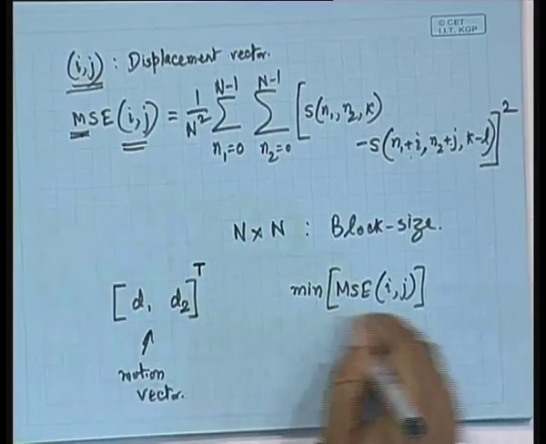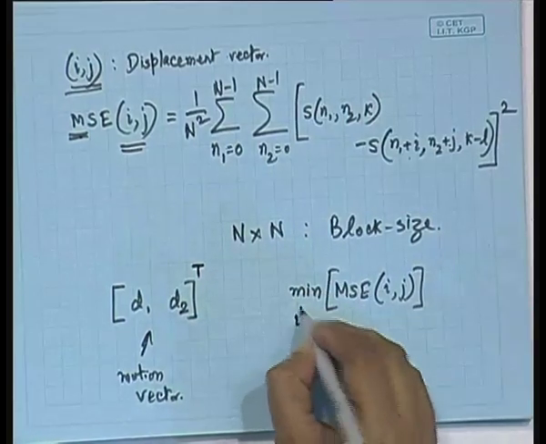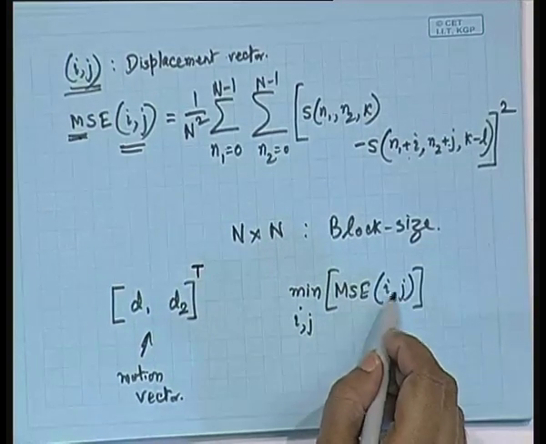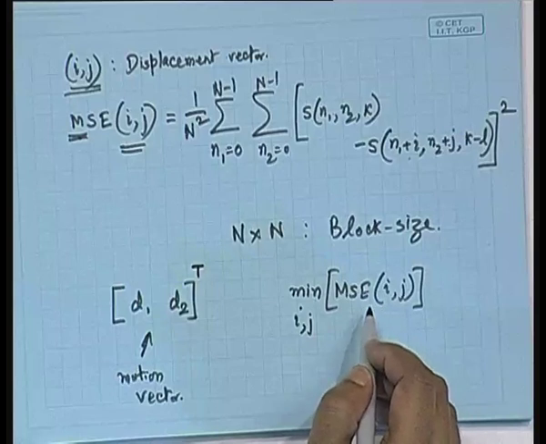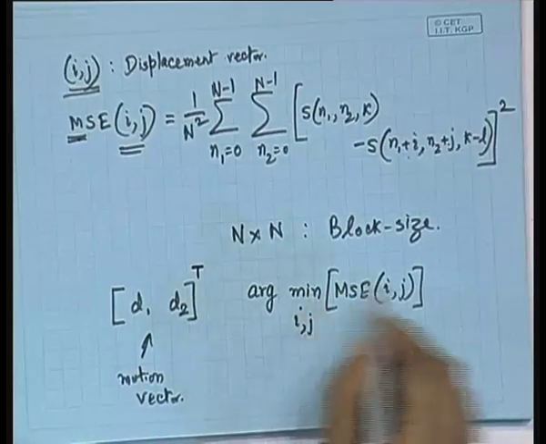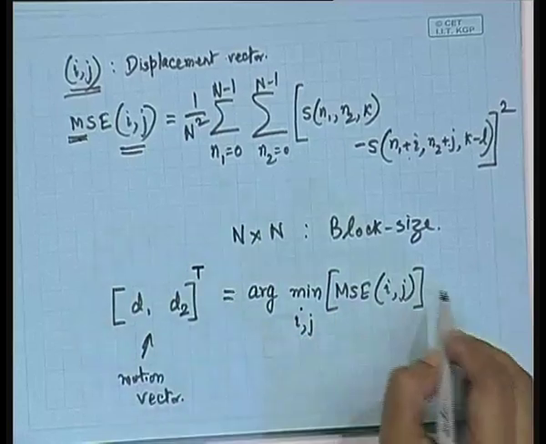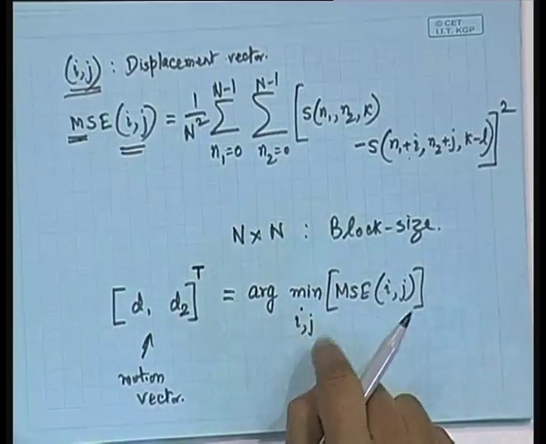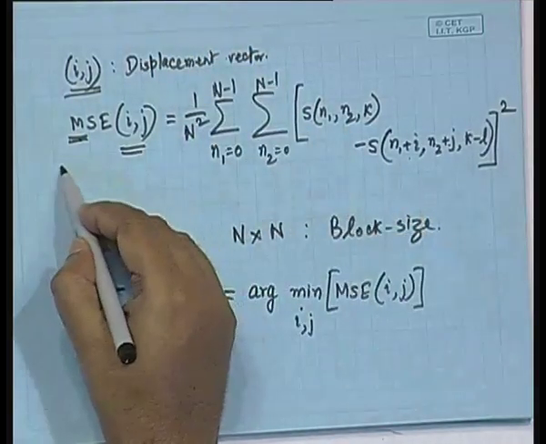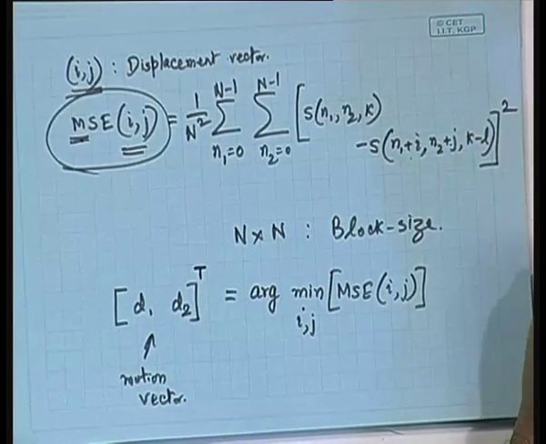Okay. So, when I take the minimum of this function, the minimum must be computed over i and j, but i and j happen to be the argument of this mean square error. So, I should search for the argument that leads to the minimum value. So, d1 d2 should be defined as the argument minimum over i j of MSE i j. So, this is the way by which we can compute the mean square error.